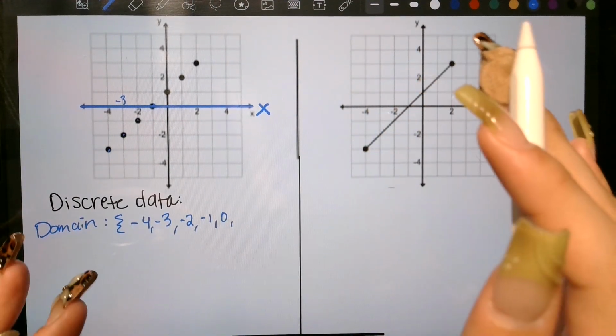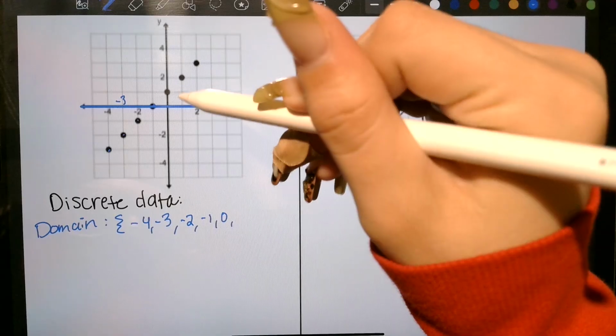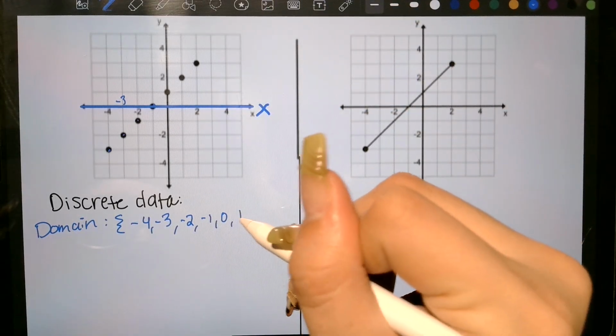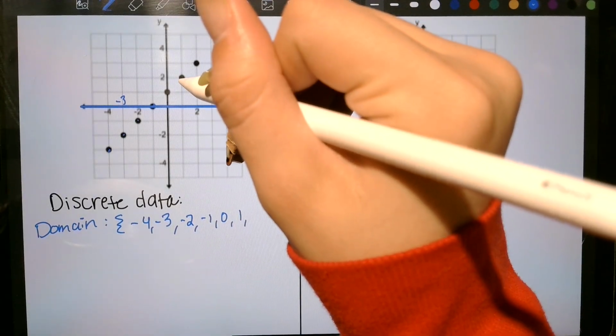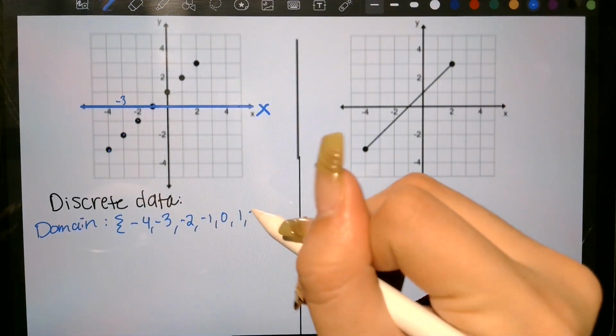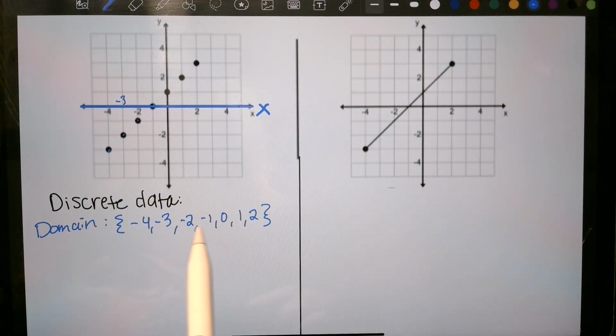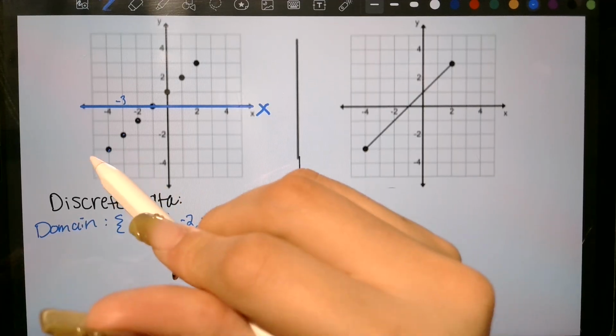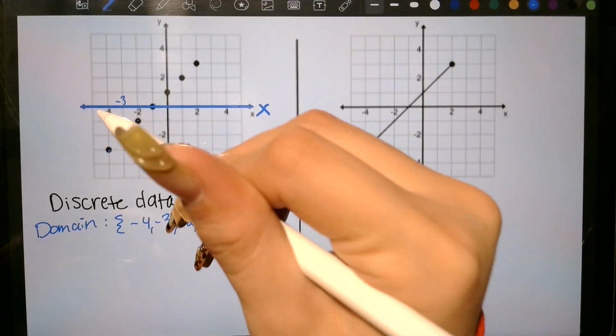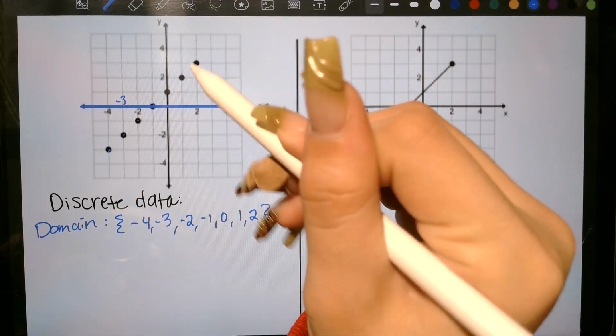And y'all can speed up the video at any point. This one would be at 1. This one would be at 2. So these are all the x values that are used for this data, right? All the x values used for this data.